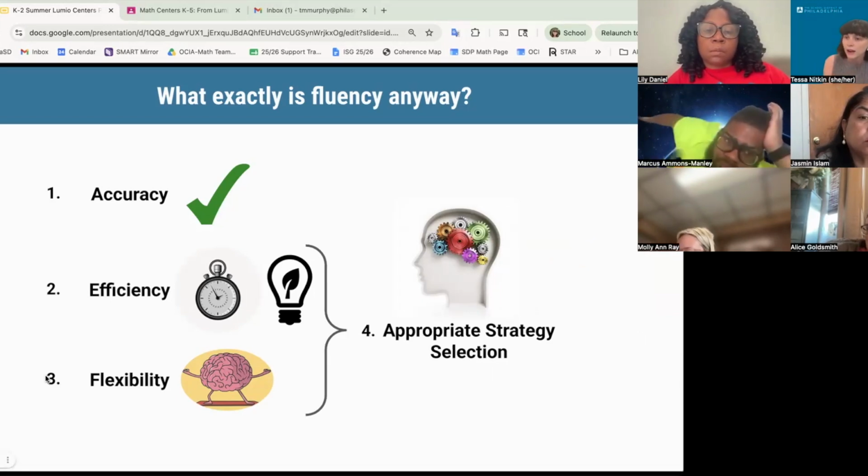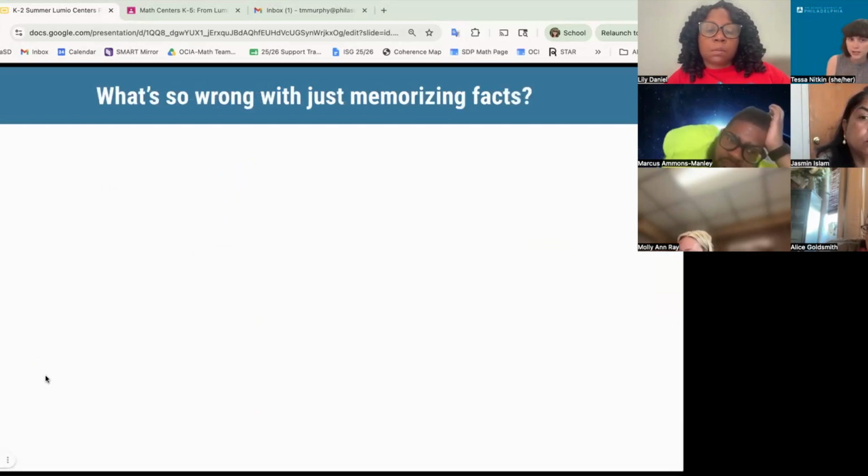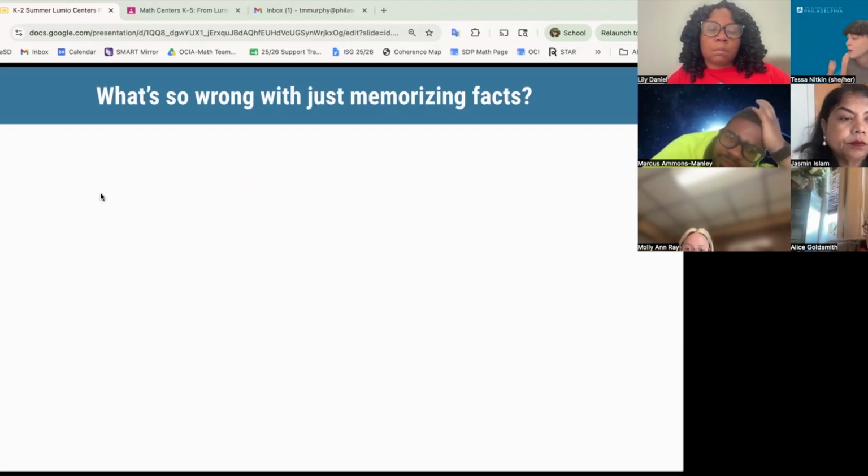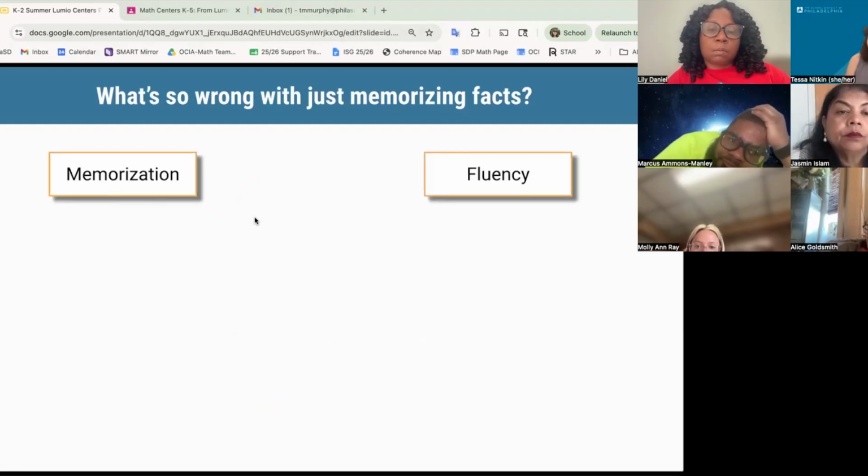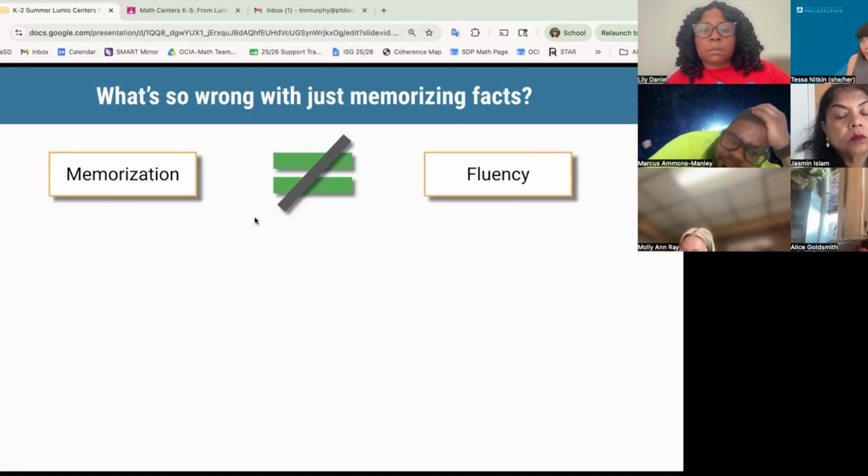All right, now we know what fluency is. What's wrong with just memorizing facts, right? A lot of us talked about those flashcards at the beginning. Why aren't we just doing flashcards every day? It worked for us. We got our facts. What's wrong with that? This is where there's a difference between memorization and fluency. They are not the same.